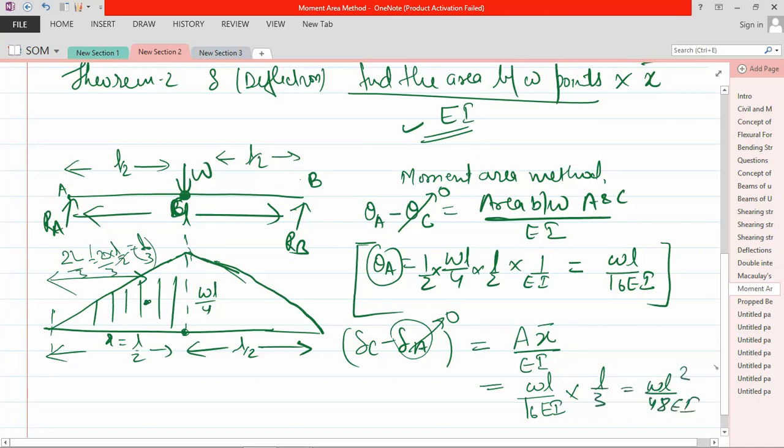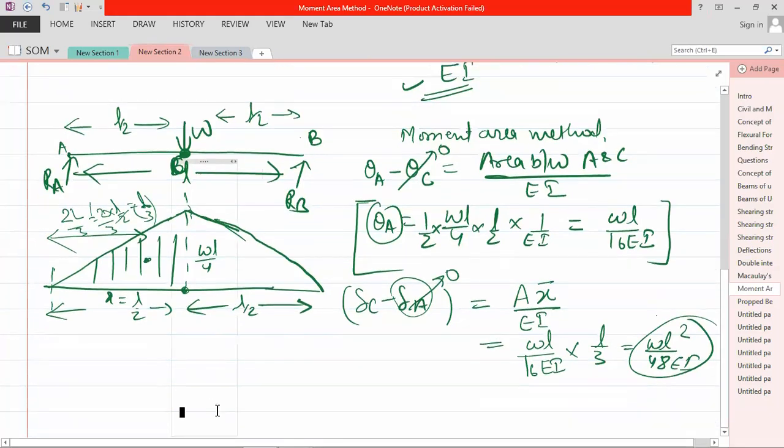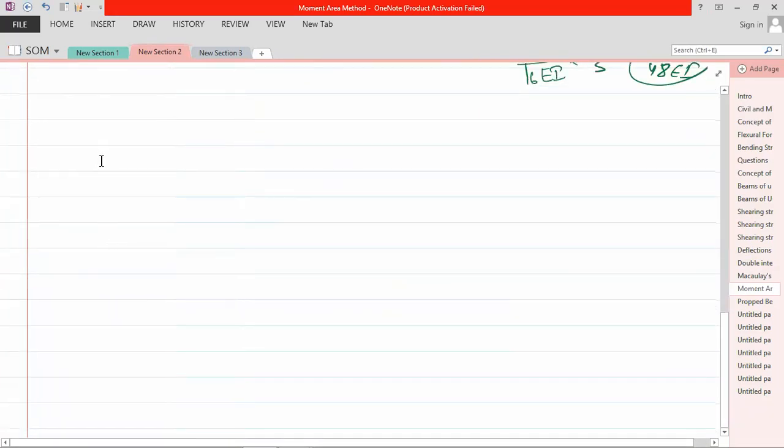So you can see that without doing a double integration, without doing anything, you can simply obtain the result from the area. Now, I'm going with another problem. This is the moment area method. Suppose this is given.